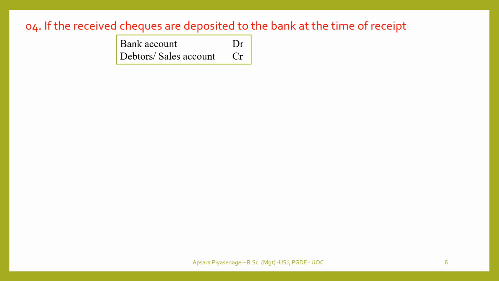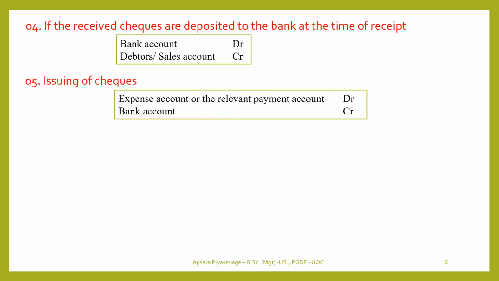In the previous slide, we discussed how to record checks received and check deposits to the bank. There are some circumstances where the business deposits the check at the time of receipt. So when we deposit the check at the time of receipt, we don't record it in the cash book. We directly record it in the bank account, so the bank account balance will increase. Therefore, we debit the bank account and credit the relevant debtors or sales account.